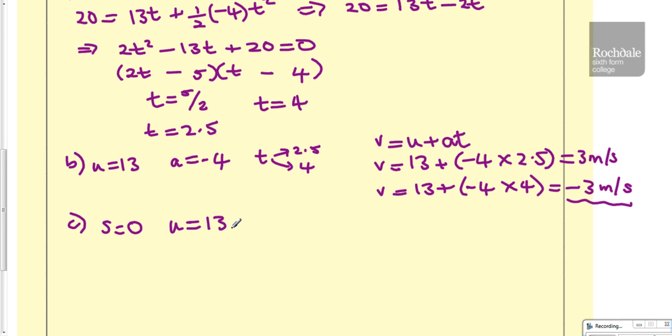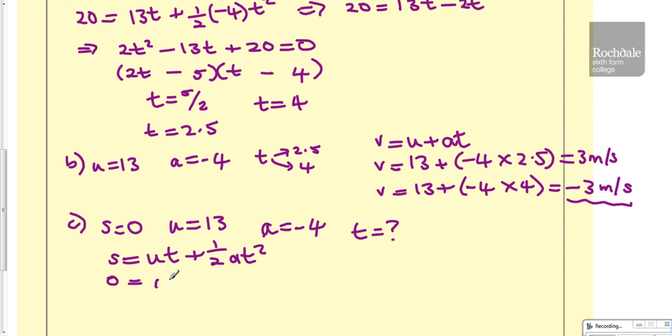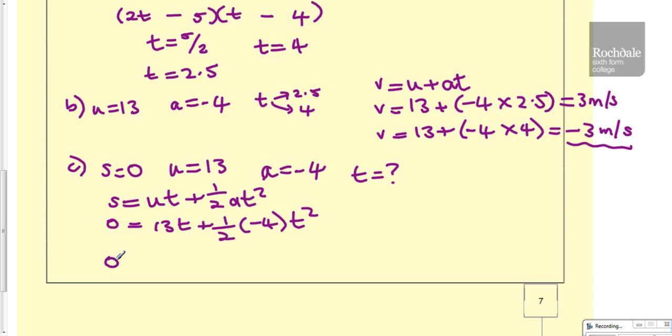We know our initial velocity was 13, and we know that A is minus 4. We want to know the times when it's at the origin. So we're going to use S equals ut plus a half at squared. Again, S is 0, u is 13, t we don't know, a half, a was minus 4, and we've got t squared. Simplifying that like we did earlier, half of minus 4 is minus 2.